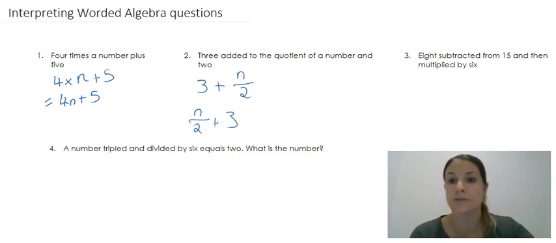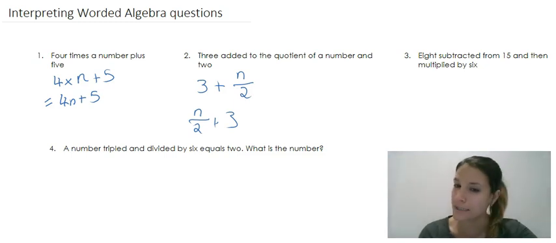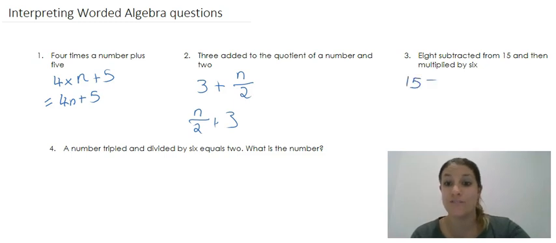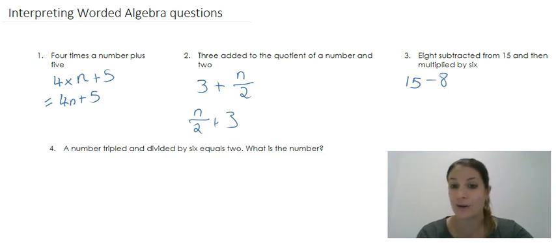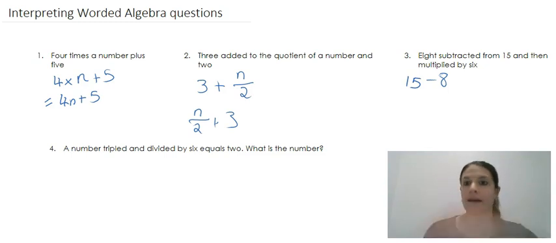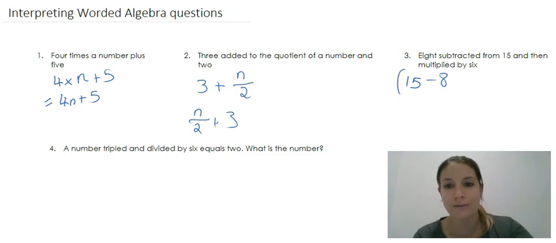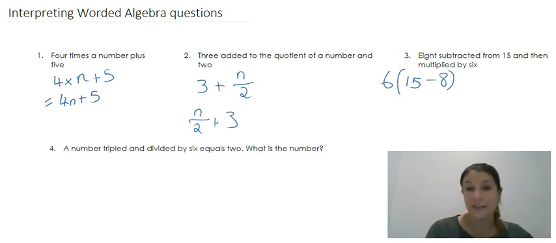Number 3, 8 subtracted from 15 and then multiplied by 6. So here, we know straight away it's going against what BODMAS usually tells us to do. So from here, we've got 8 subtracted from 15. So we want to do 15 subtracted by 8. So we've got to be very careful with the way they put their subtractions. So we've got to put the 15 first and then multiplied by 6. So we actually need to create brackets for that one, and we want it multiplied by 6. And that would be the best way to write that.